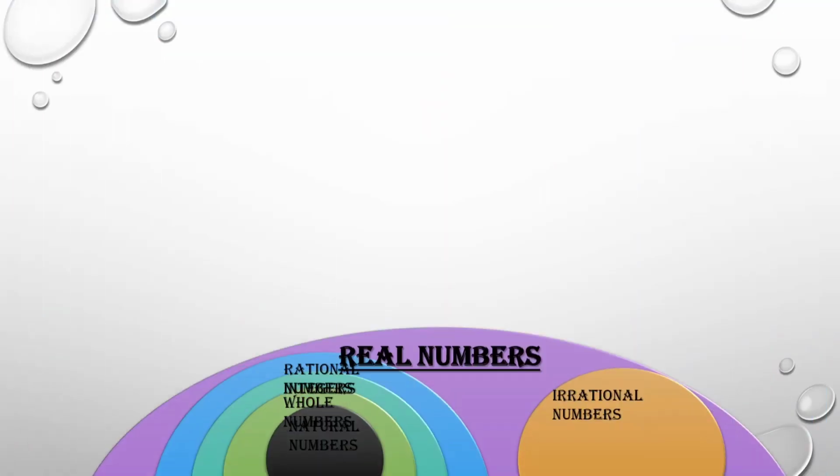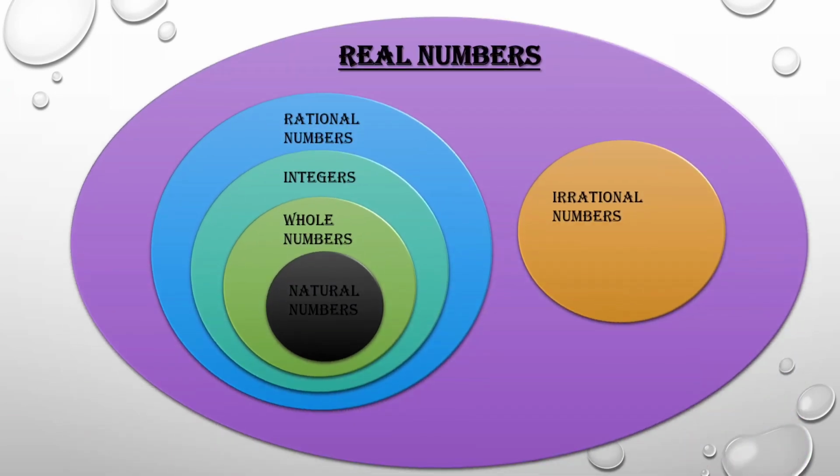Real numbers are divided into two types, rational numbers and irrational numbers. And rational numbers are further divided into three types, integers, whole numbers and natural numbers. Natural numbers are also called counting numbers, that is 1, 2, 3, 4, etc. Whole numbers are natural numbers including 0. Integers are whole numbers including negative numbers. So for today we are going to learn about integers.